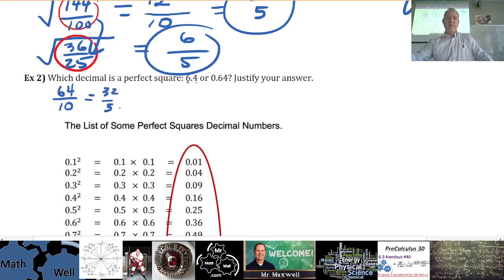Can I divide that any further? I don't think so. So is 32 a perfect square? No. Is 5 a perfect square? No. So this is not a perfect square.